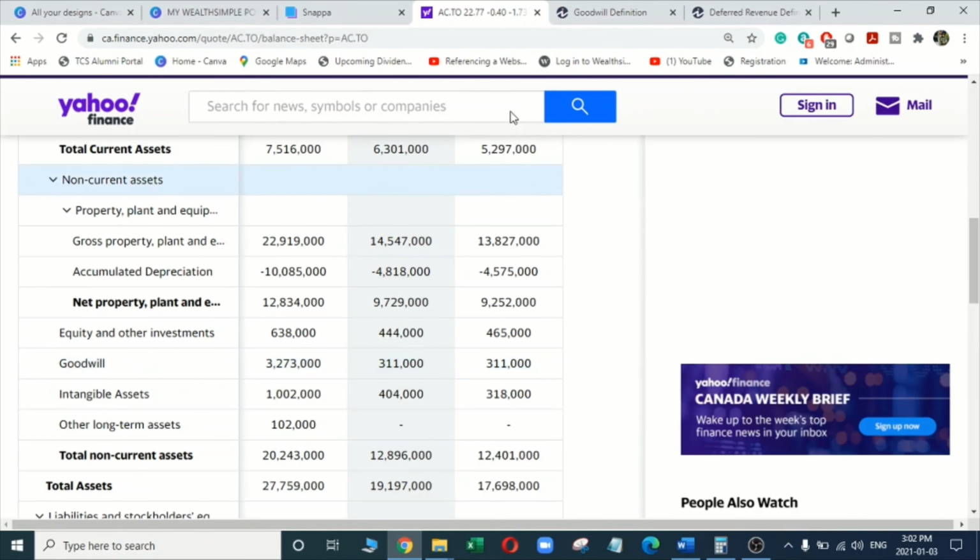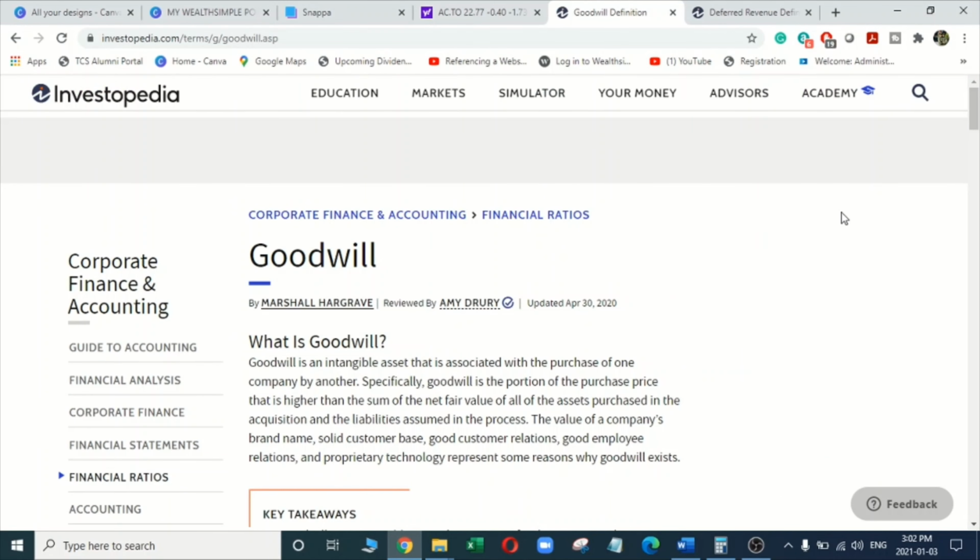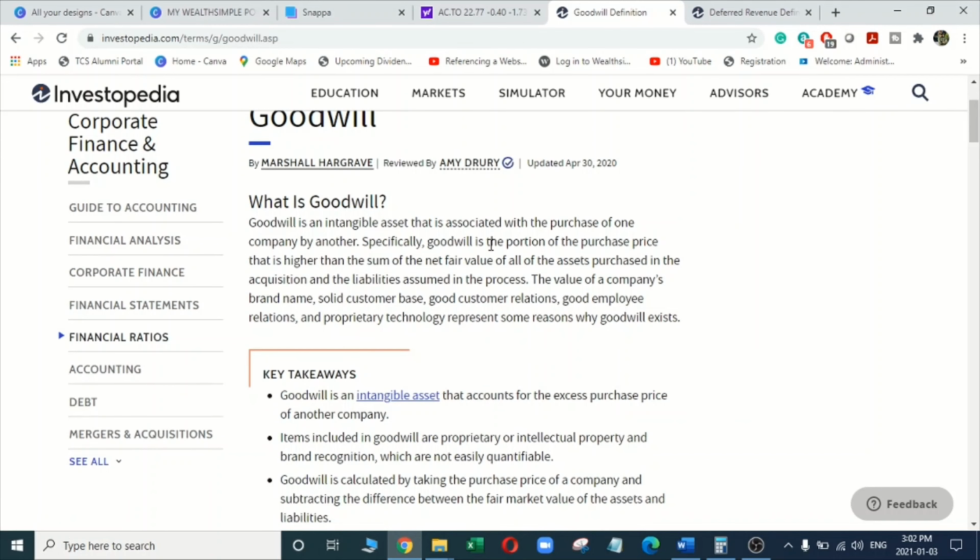So what is goodwill? If we go into Investopedia, this is the definition of goodwill. Goodwill is an intangible asset that is associated with the purchase of one company by another. Specifically, goodwill is a portion of the purchase price that is higher than the sum of the net fair value of all of the assets purchased in the acquisition and the liabilities assumed in the process.